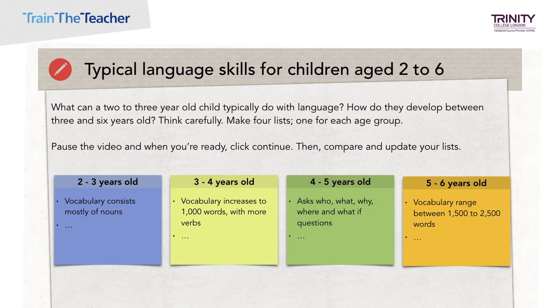2 to 3 years old. The vocabulary consists mostly of nouns. 3 to 4 years old. The vocabulary increases to around 1,000 words, and there are more verbs. 4 to 5 years old. They're asking who, what, why, where, and what if questions. 5 to 6 years old. The vocabulary ranges between 1,500 words and 2,500. Pause the video for a moment and make notes. And when you're ready, click to continue. Then compare and update your lists.